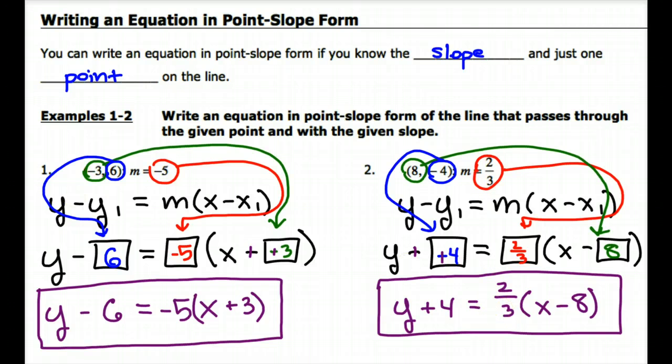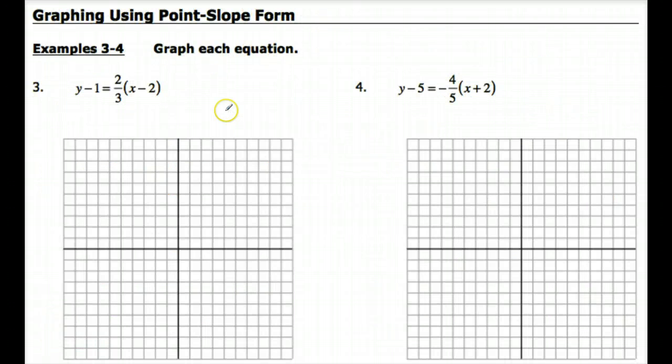So that's just some practice writing equations in point slope form. Now we're going to practice graphing some here in examples 3 and 4. So this process is basically going to be the same as what we did with slope-intercept form. The only difference is, instead of giving you the y-intercept, I'm just giving you a point on the line. So for number 3 here, we have the equation y minus 1 equals 2/3 times the quantity x minus 2.